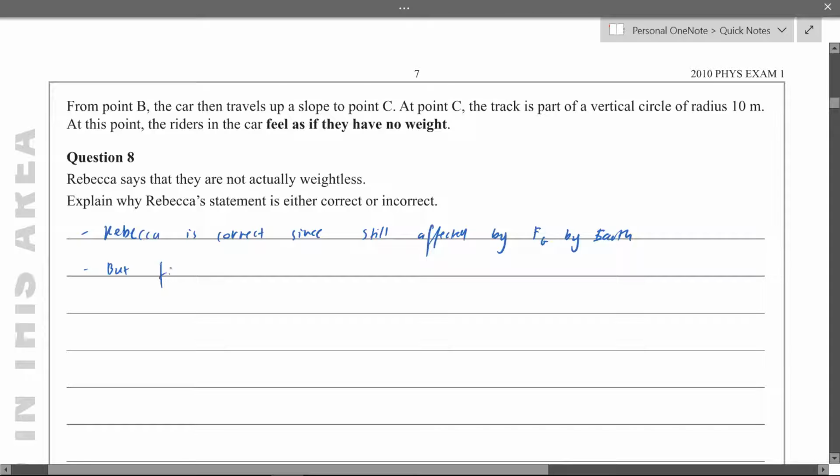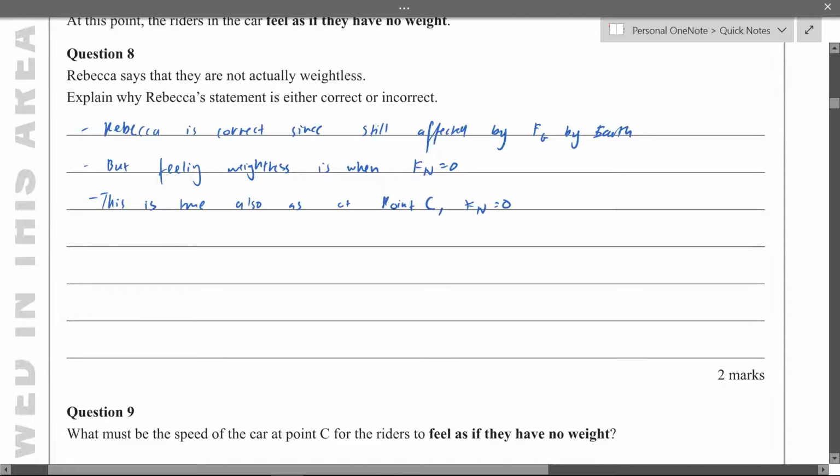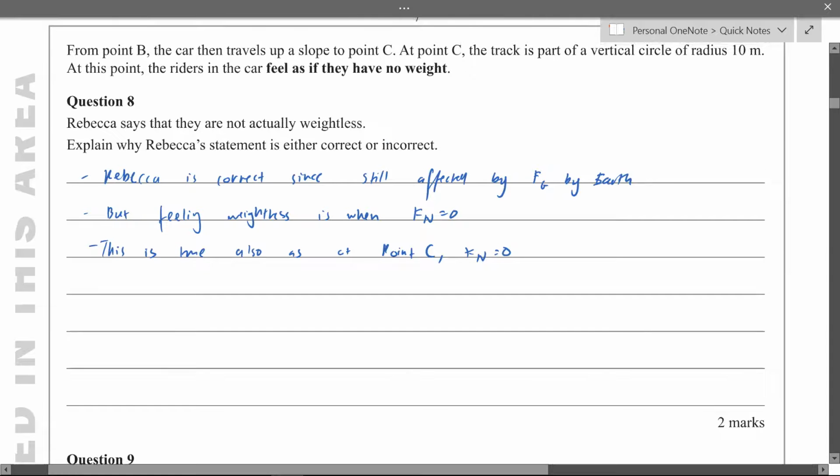But feeling weightless is when Fn equals 0. This is true also at point C, Fn equals 0. Something along those lines. So Rebecca is technically correct because they're not actually weightless, but they do feel like they're weightless, so that part is also true.